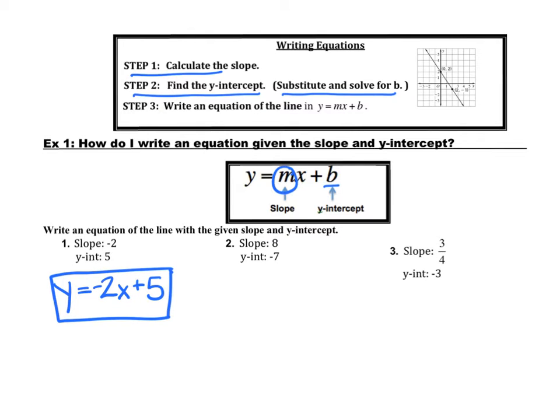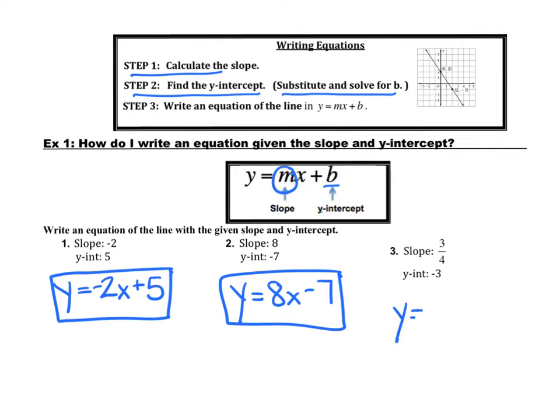For our second one, we have a slope of 8. So we have y equals, again, we're going to substitute the 8 in for the m, x, and then I have -7, so it's going to be -7 for our y-intercept. And our third one here, we'll have y equals 3/4 x, and then we'll have -3.